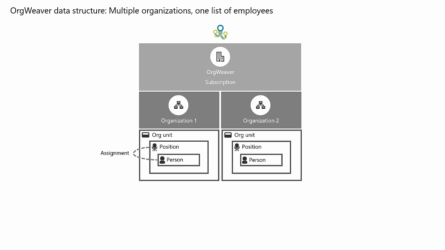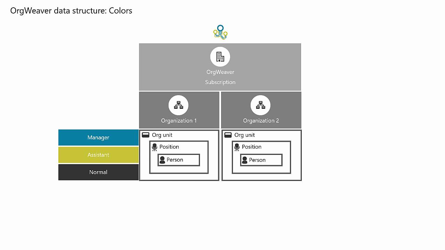There are three main colors in OrgWeaver that help visualize how your organization functions. Blue is reserved for managers and org units. Yellow-green is for assistants that report directly to managers but aren't a part of the line hierarchy. Black is for normal positions that do not have any other positions below them in the hierarchy.